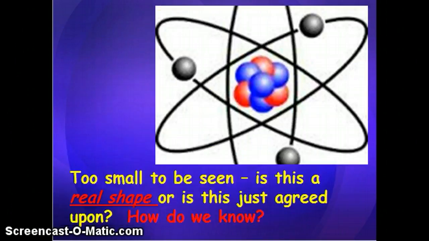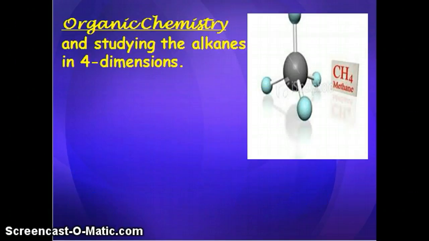Scientists have proposed the theory of what the atom looks like with the electrons orbiting around the nucleus. Methane is the backbone molecule of organic chemistry. This branch of chemistry relies completely on students being able to visualize the four-dimensional aspect of this model. This visual helps with understanding the spatial perception and how the molecules bond.